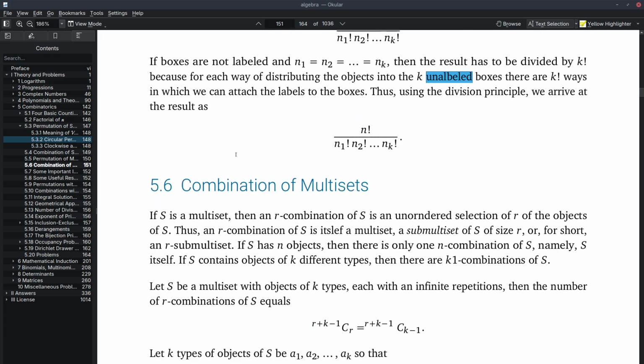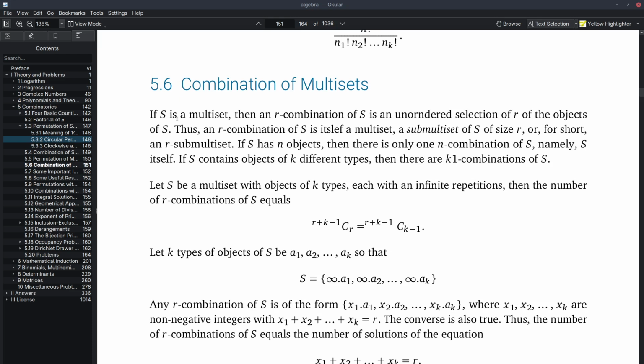Now we look at combination of multisets. If S is a multiset, then an R combination of S is an unordered selection of R of the objects of S. Thus, an R combination of S is itself a multiset, a submultiset of S of size R, or for short, an R submultiset.